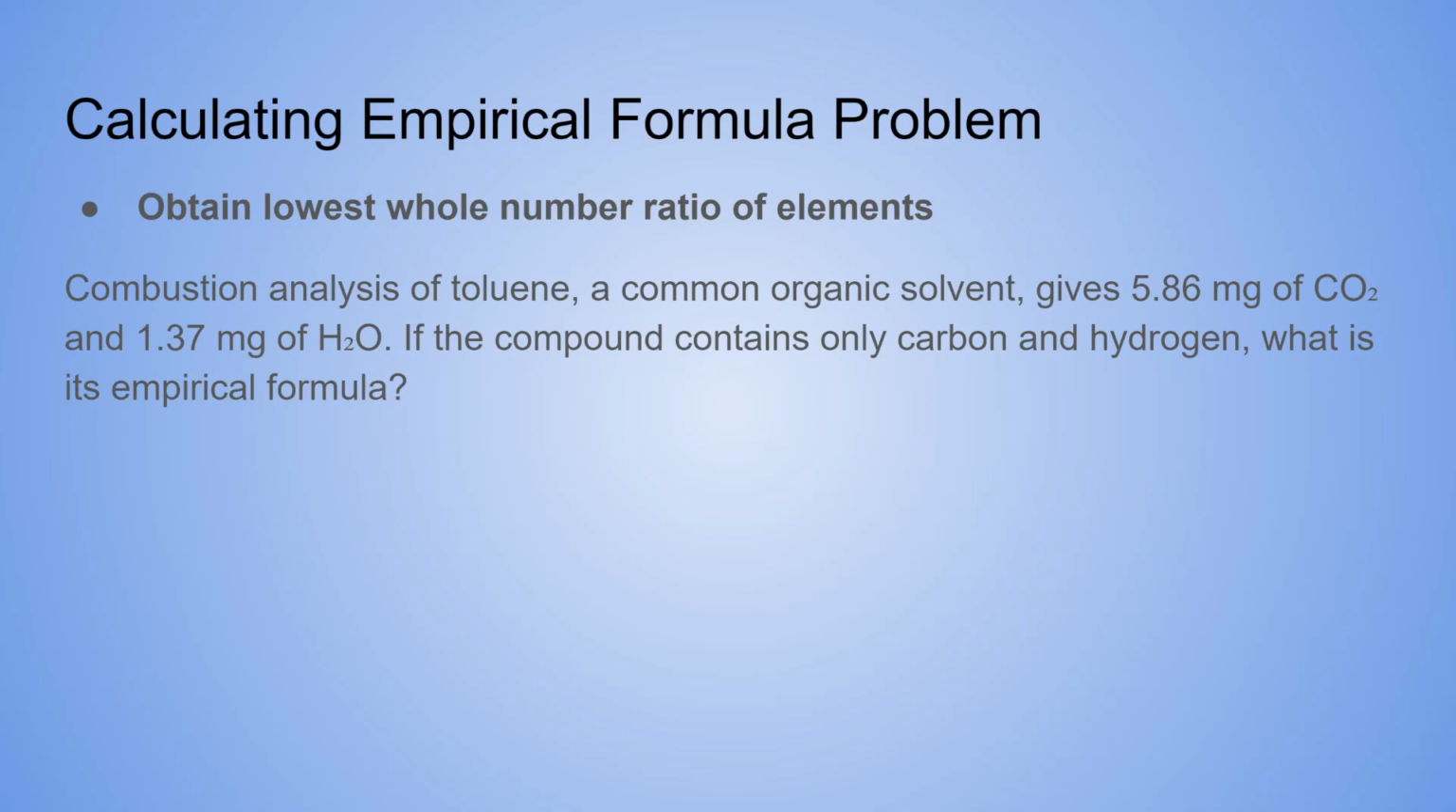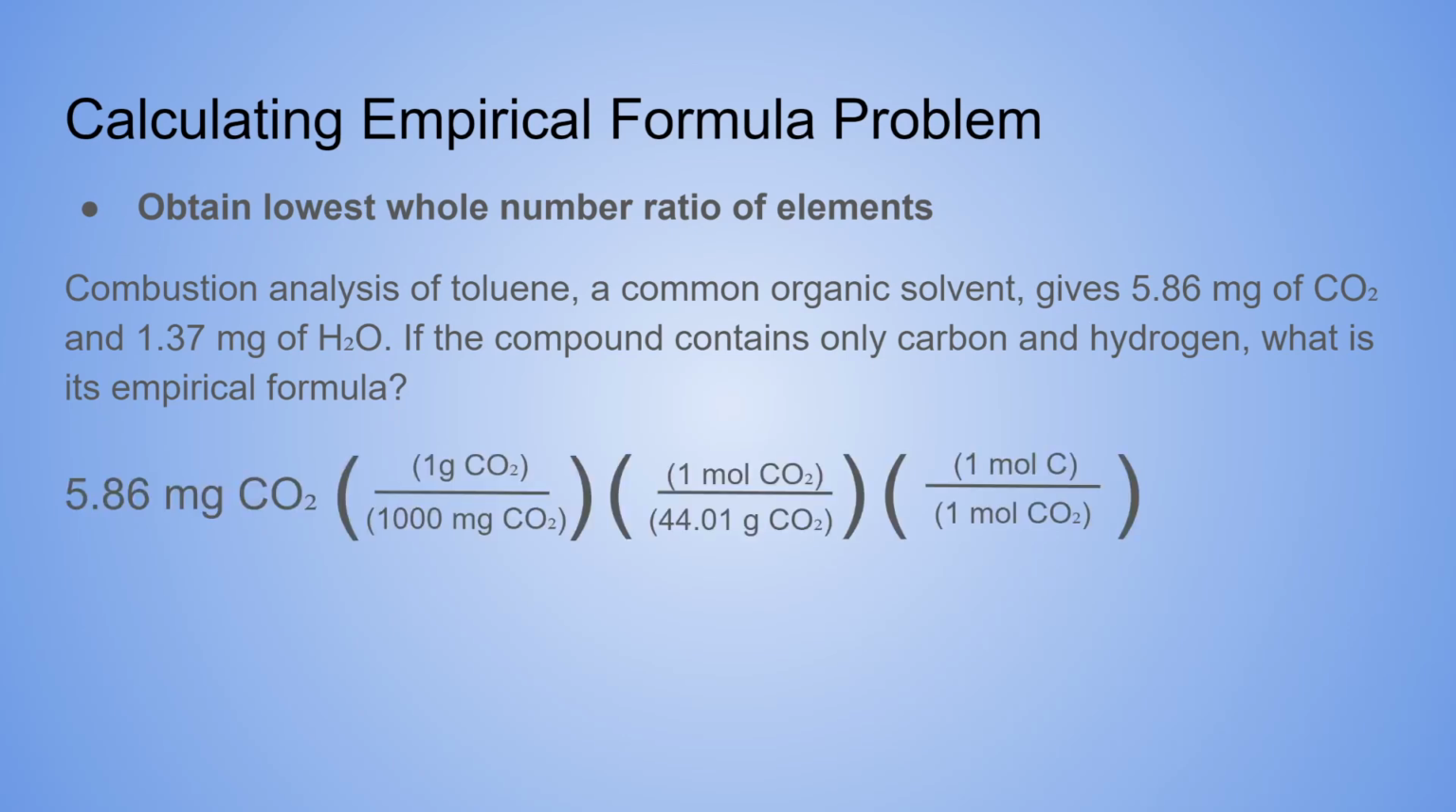Okay, so first we're going to start off with what we have. We have 5.86 milligrams of carbon dioxide. We're going to take that carbon dioxide and convert it into grams. There's 1,000 milligrams in a gram, so you convert it here. Once that's converted, you're converting grams into moles so that when we have moles, we can work with ratios, and that makes it a lot easier.